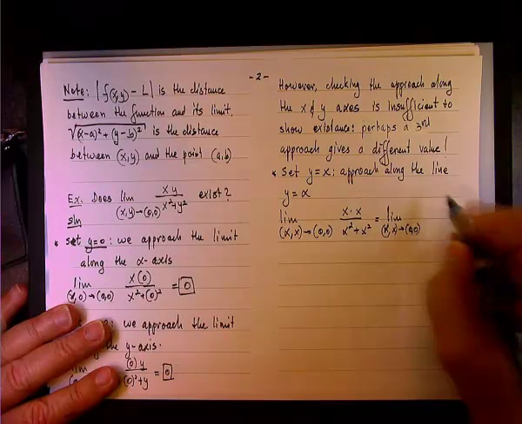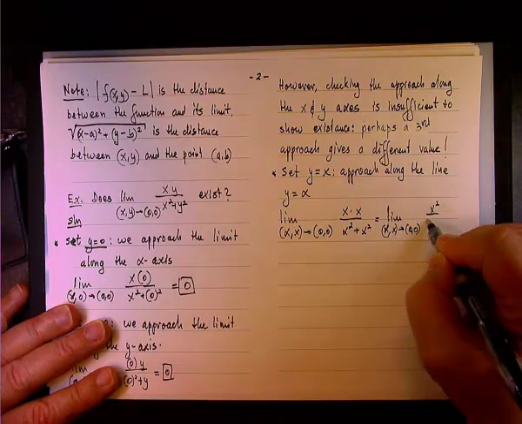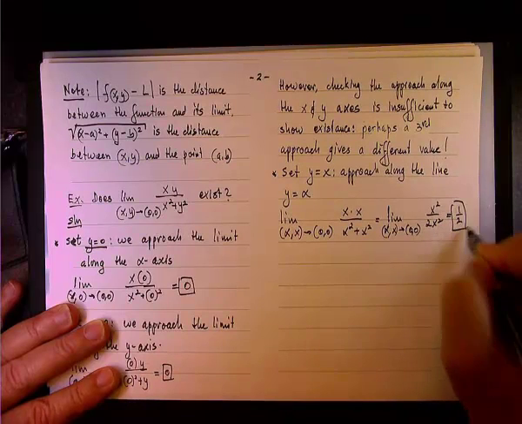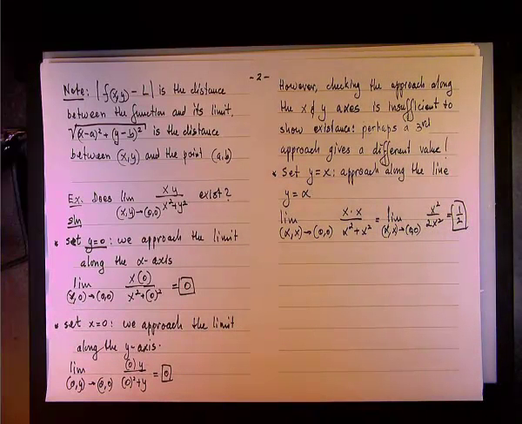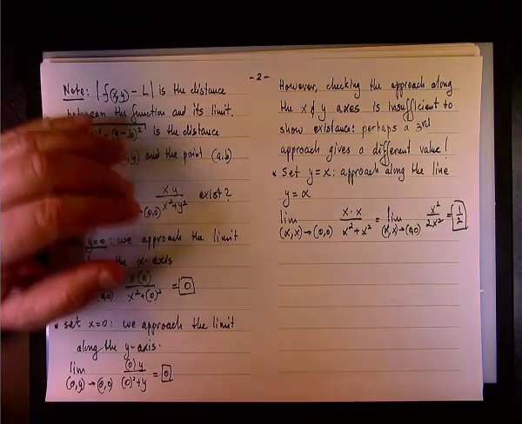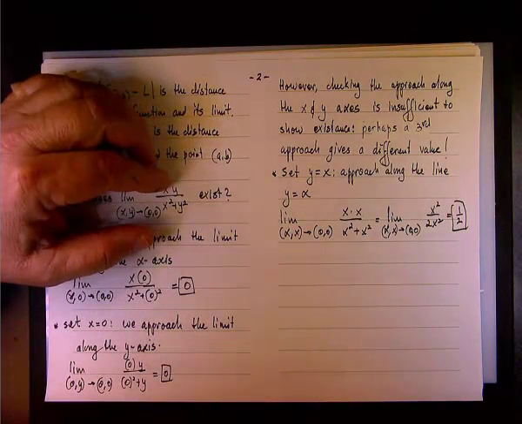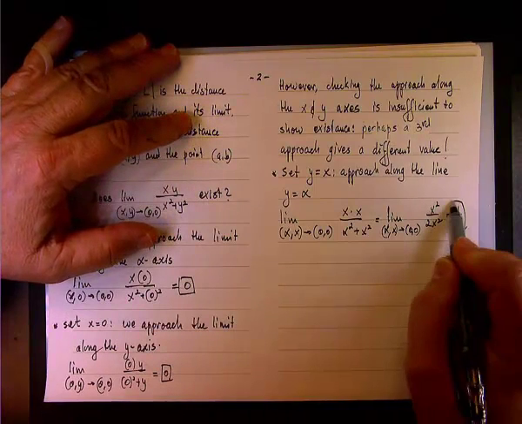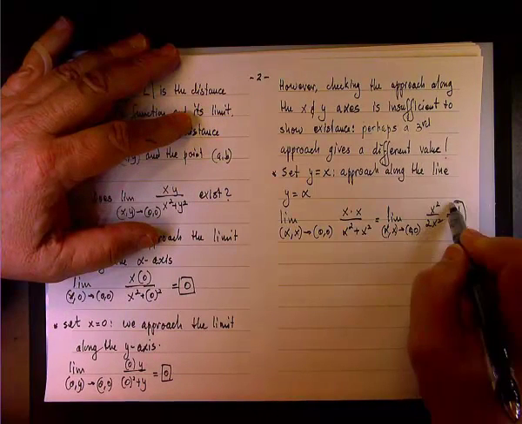So the limit as (x, x) approaches (0, 0) is x squared divided by 2x squared, and that's obviously equal to 1/2. Now 1/2 is different than 0. So the limit does not exist.